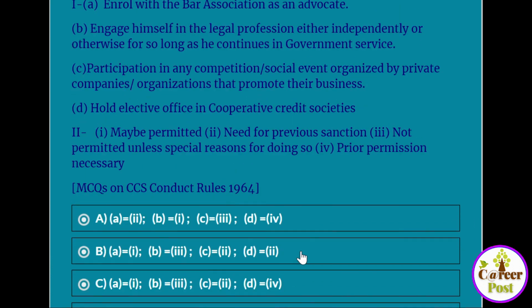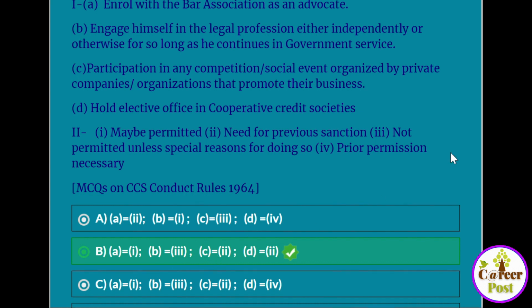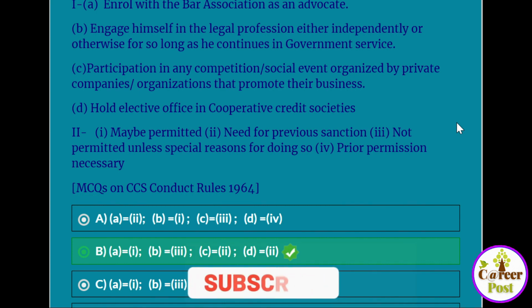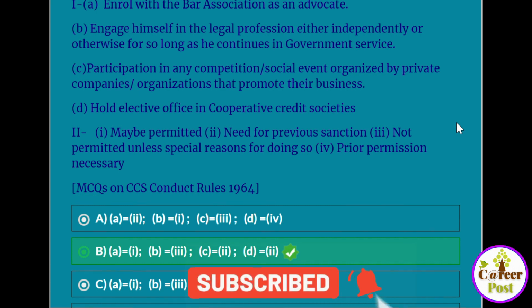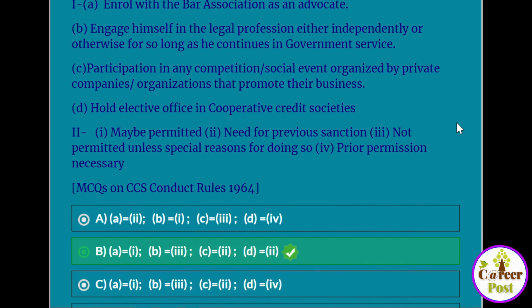The correct answer is B. That is, A is 1: enroll with the bar association as an advocate, it may be permitted. Engagement in the legal profession either independently or otherwise for so long as he continues as a government servant is not to be permitted unless special reasons for doing so. And C, participation in any competition or social event organized by private companies or organizations that promote their business, needs previous sanction. And D, hold elective office in cooperative societies, also needs previous sanction.